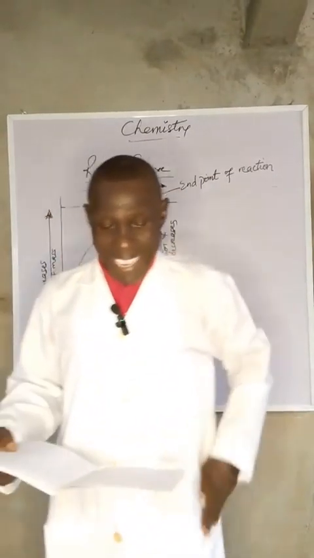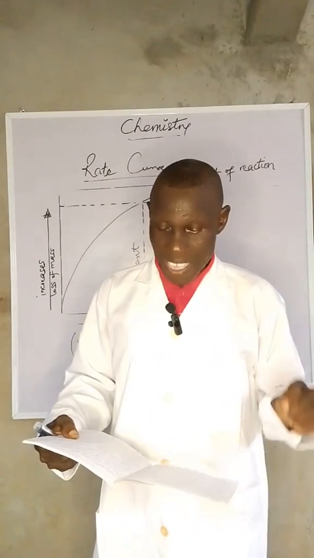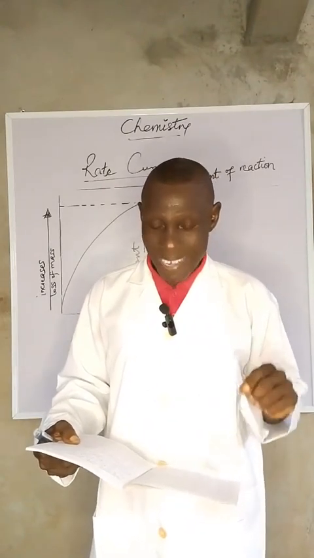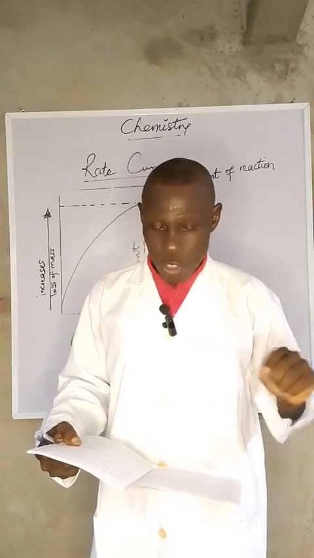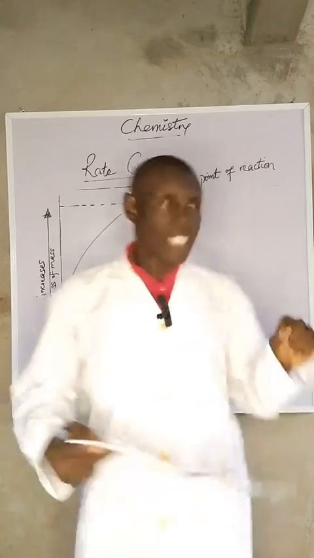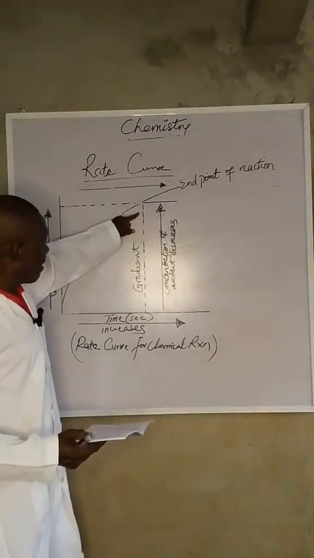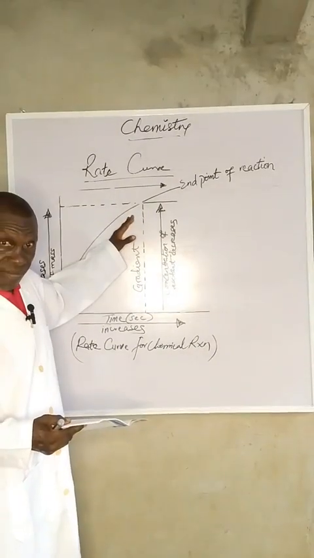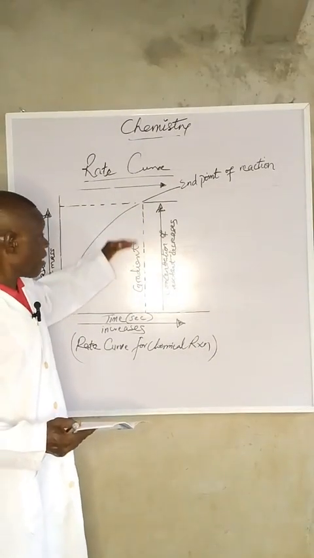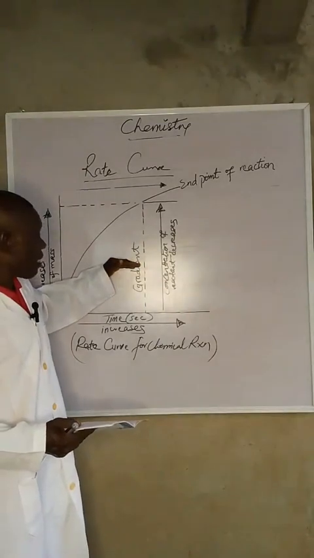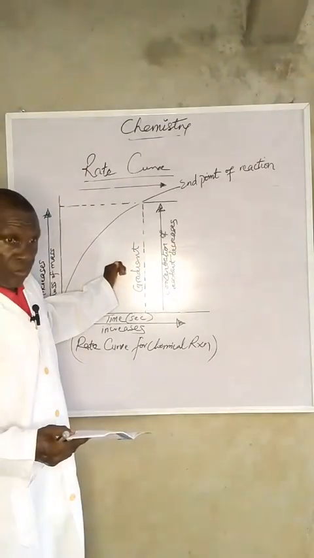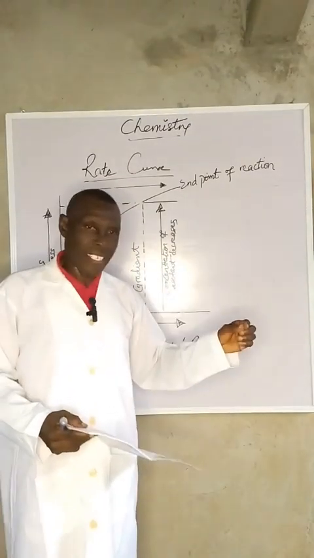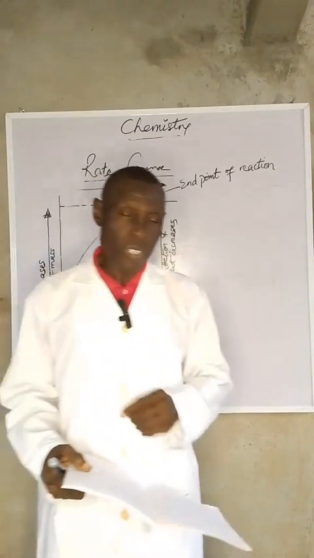So a larger gradient indicates what? A faster reaction rate, while a smaller gradient indicates a slower reaction rate. Now look at this now. If you look at this gradient, it's a large one. So it means the reaction here is very fast. That's what it indicates. If the gradient here is this level, it means that the reaction is slow. So you can use this curve to indicate how fast the reaction is or how slow the reaction is.